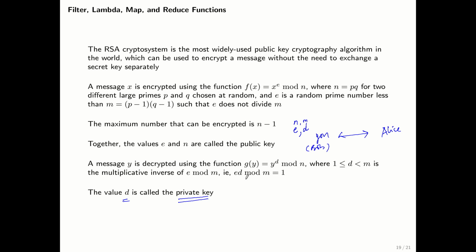Okay, and the way you calculate D is as the multiplicative inverse of E mod M, meaning E times D mod M is exactly 1. Okay, so you have all these, and then you share the public key. So you send the public key to Alice. What are the public keys? Well, it is E and N.